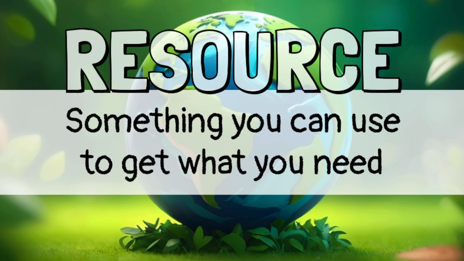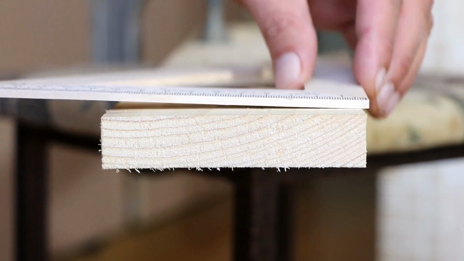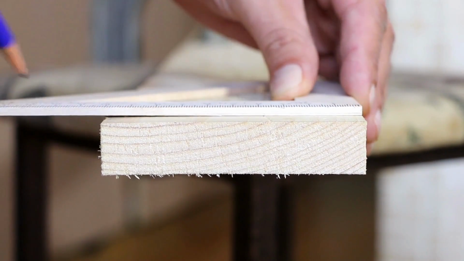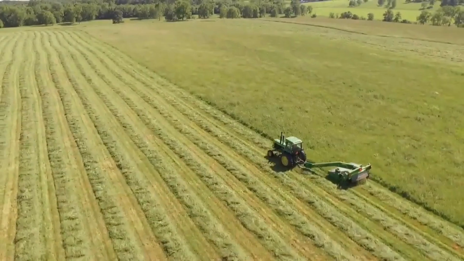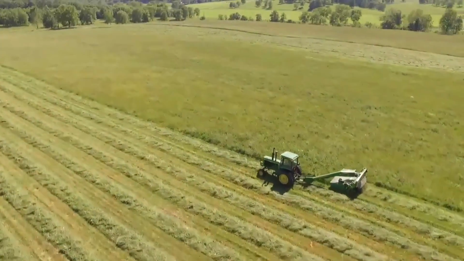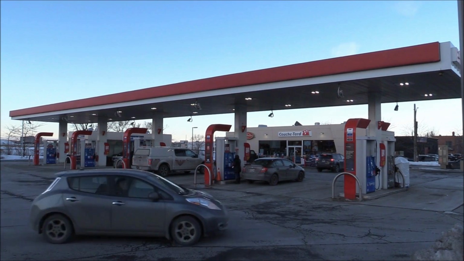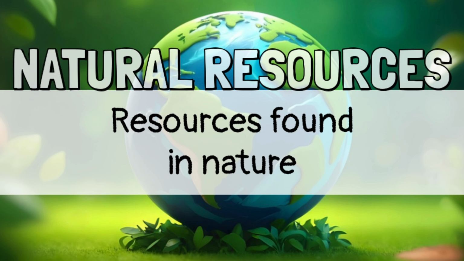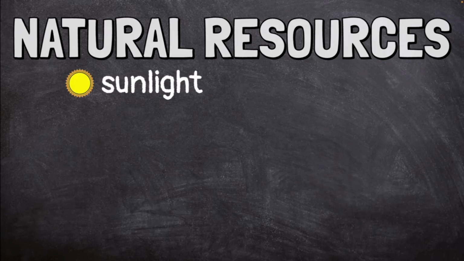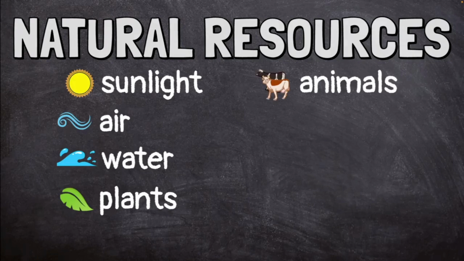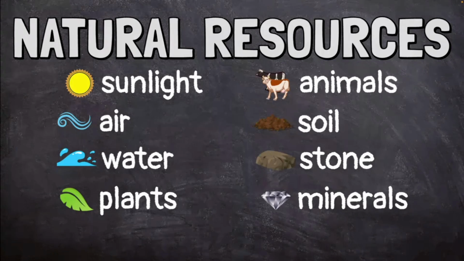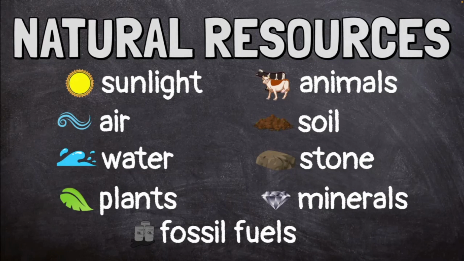A resource is something you can use to get what you need. If you need shelter, you can use wood to build a house. If you need food, you can use soil, water, and sunlight to grow crops. If you need to travel, you can use oil to power your car. These are examples of natural resources. Natural resources are resources found in nature. They are not made by humans. Examples include sunlight, air, water, plants, animals, soil, stone, minerals, and fossil fuels. We use these to take care of our basic needs and survive.